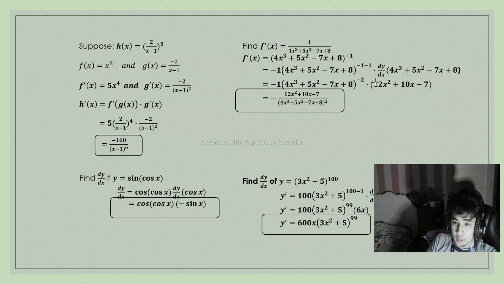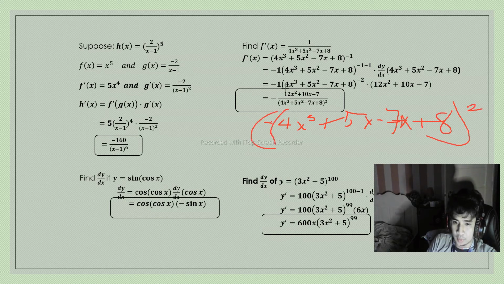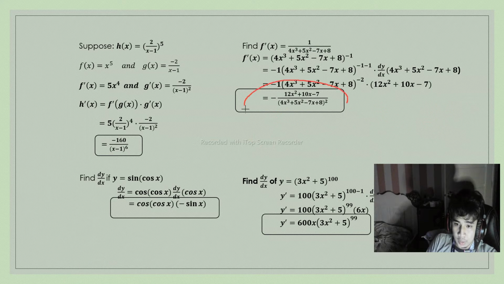Yung negative 1, i-distribute natin. Ibababa na natin. That will be negative 12x squared plus 10x minus 7 over 4x cubed plus 5x squared minus 7x plus 8 quantity squared. Pwede natin ilabas yung negative kasi negative 1 naman to eh. Ayan. This will be our final answer.